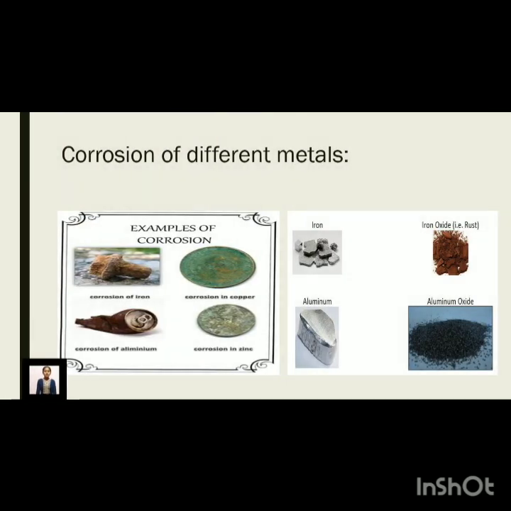So in this slide, let's see the corrosion that occurs on different types of metals. The first example is corrosion of iron. The second one, corrosion in copper. The corrosion in copper forms a green oxidized layer on it. The next is corrosion of aluminium, tin, zinc and many other metals. Iron forms an oxide, that is iron oxide, which is commonly called rust. Next comes aluminium. Aluminium forms aluminium oxide. Different oxidized layers are formed on different metals.